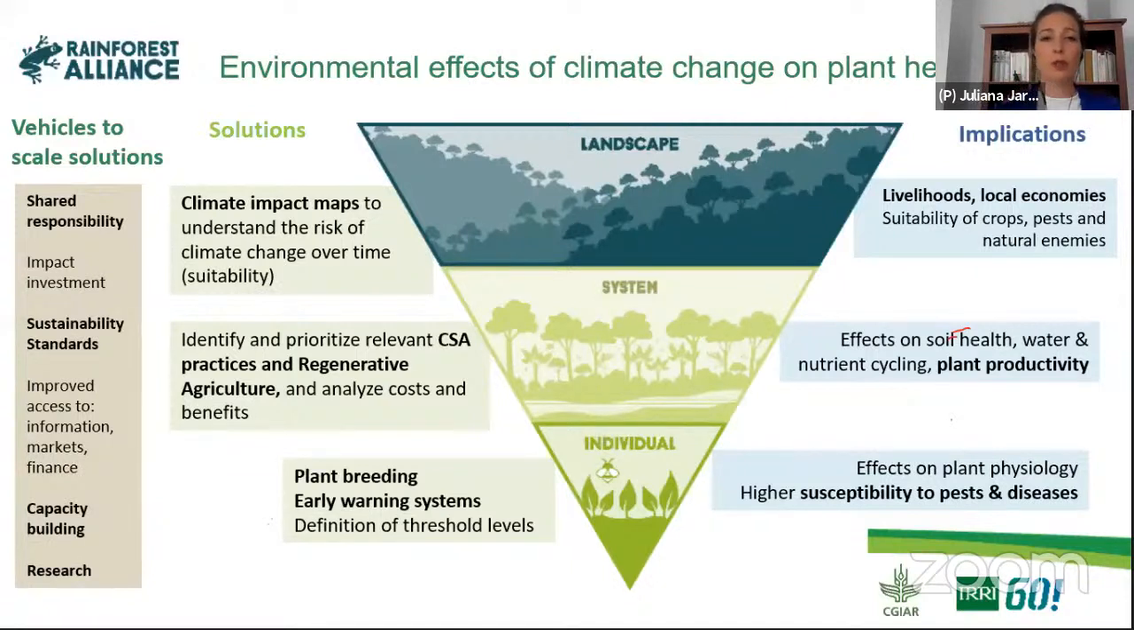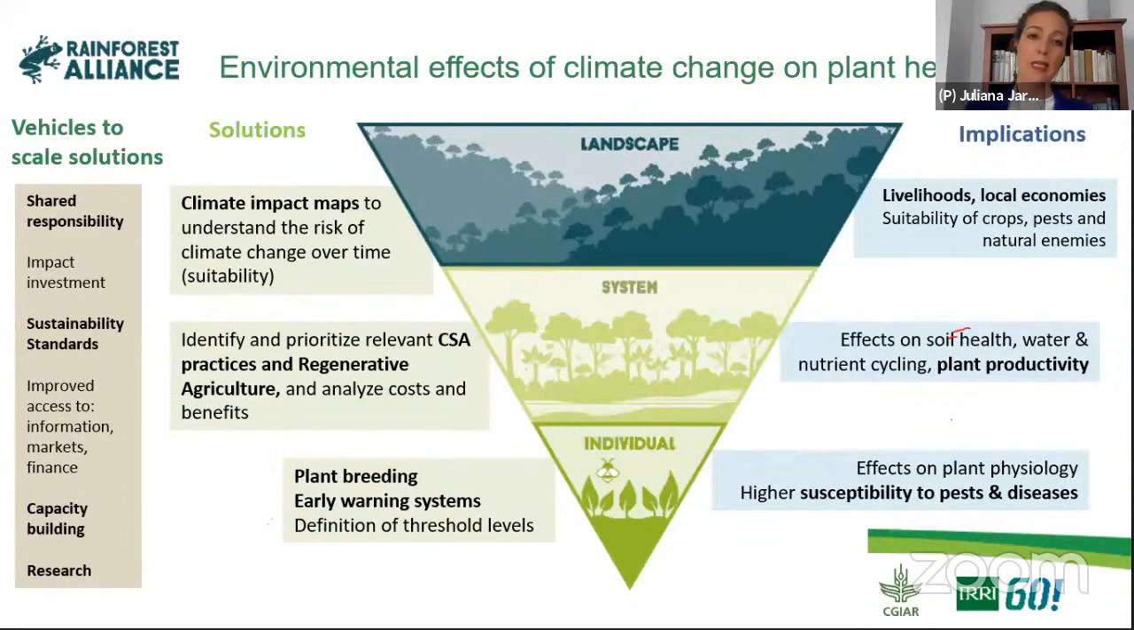Now, some of the solutions that my colleague speakers here have talked about is that plant breeding can be a very good solution, or for example, early warning systems of pests and diseases, or something that has been neglected, which is a real definition of threshold levels of pests, for example, that will help in the adoption of IPM. When we want to give recommendations to farmers about how to implement IPM, we see that the threshold levels are largely lacking.